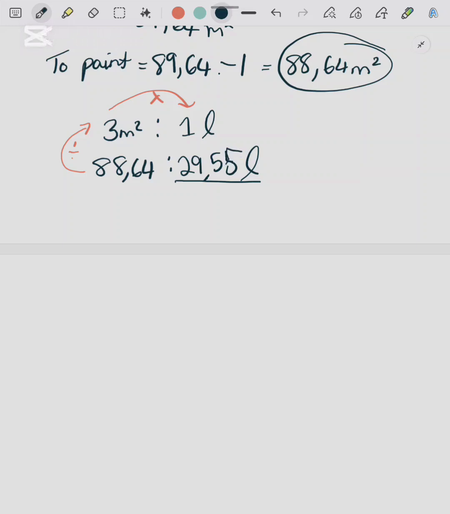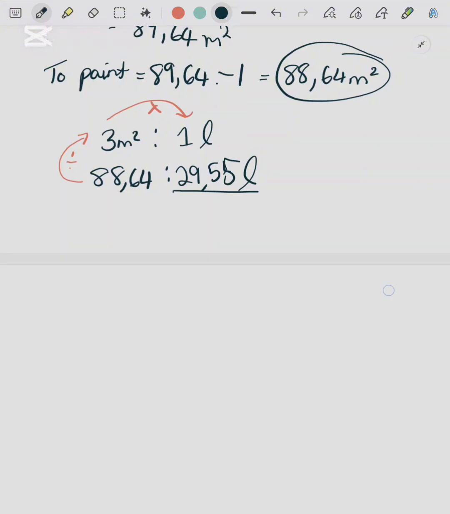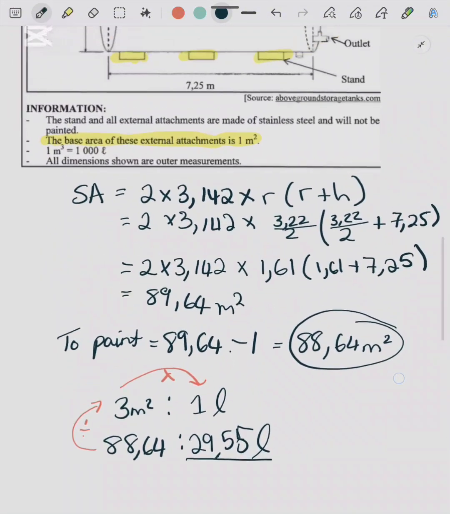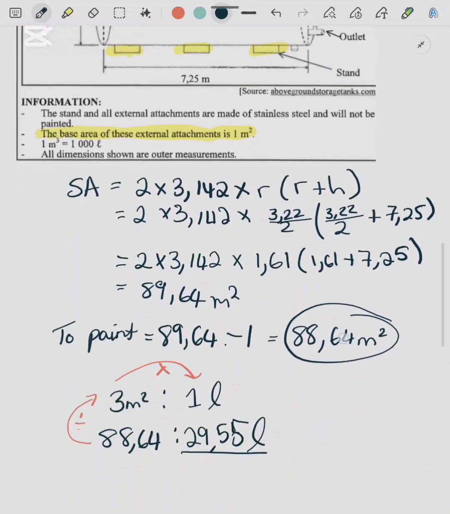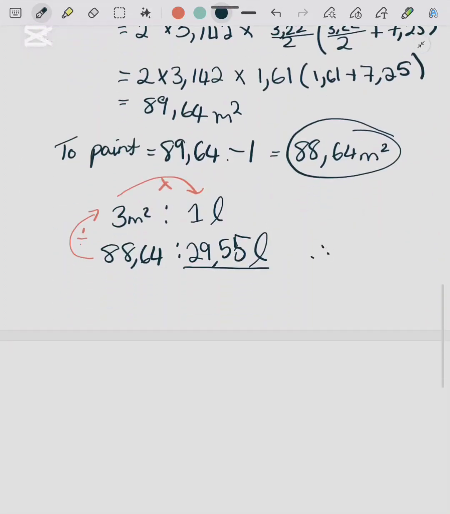liters. Then the last thing we needed to do is say, is the statement valid? And to remind us, the statement was saying, he says he will need less than 30 liters. Is he correct? Well, this is less than 30 liters, so we can say therefore it is correct or valid.